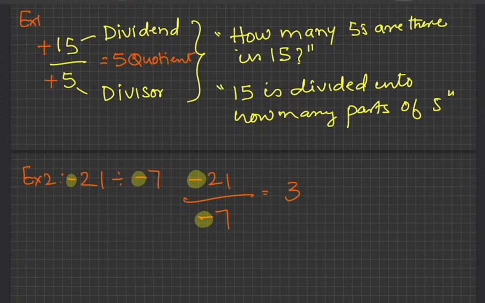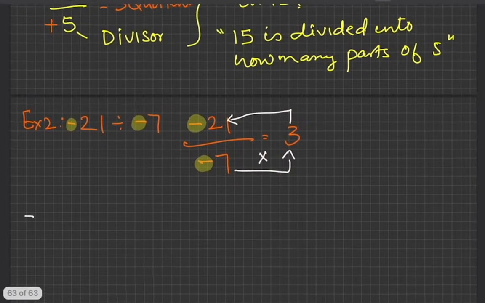And when you divide it, 7 times 3 will give you 21, right? And 3 will always be positive because my dividend and divisor both are negative, as per the rules of signs. Now let's take another example. This is just a quick recap.